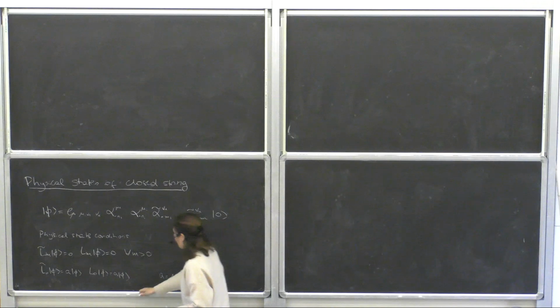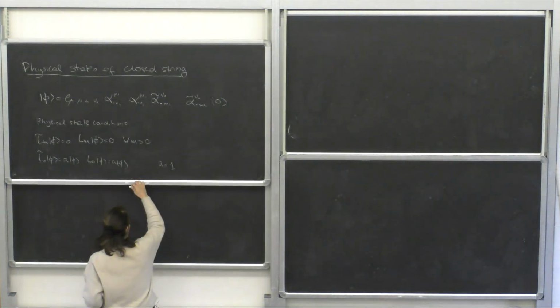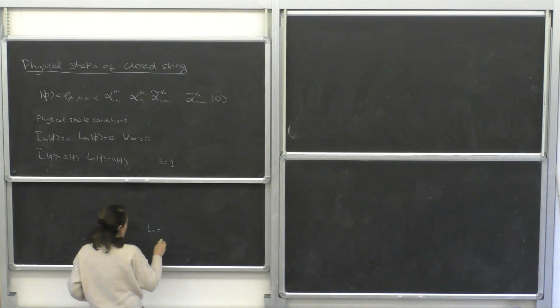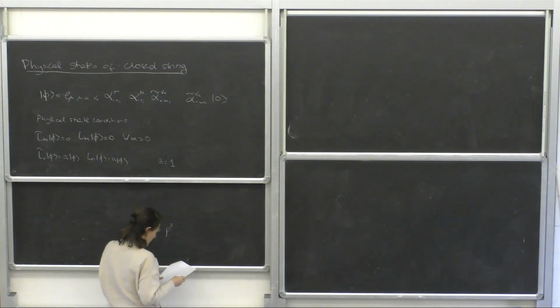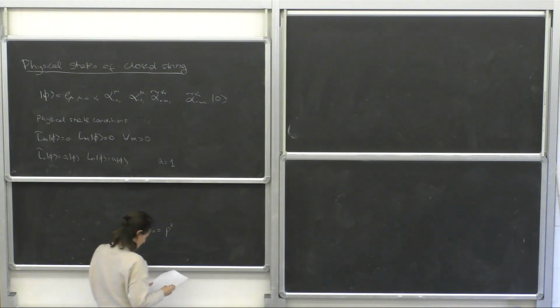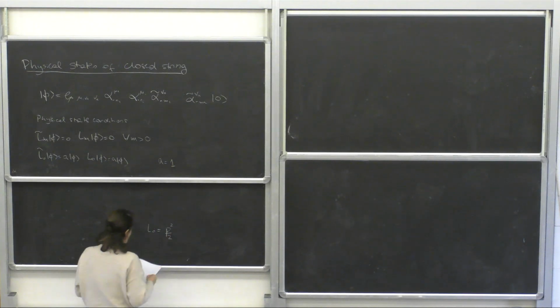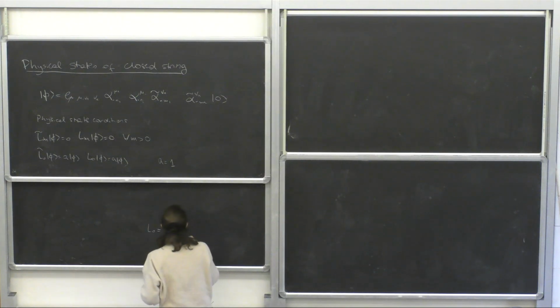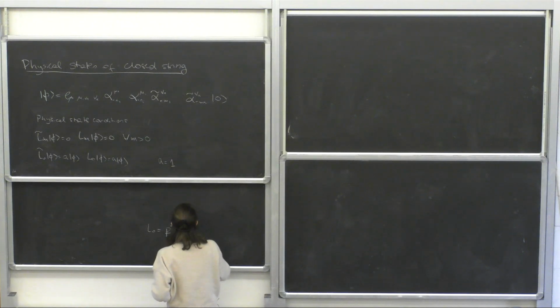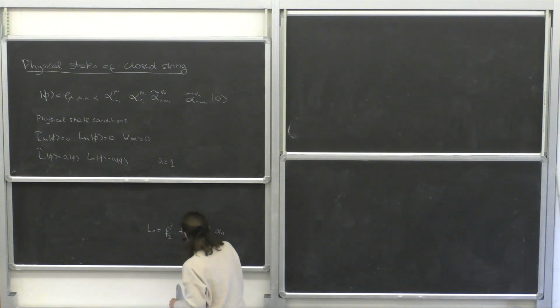Where should I write it? Let me write it here. So L0 is. And now I should get the factors right. So I think here is p squared over 2. Yeah, for some reason this coefficient is, and I forgot to check where was the factor of 1/4.